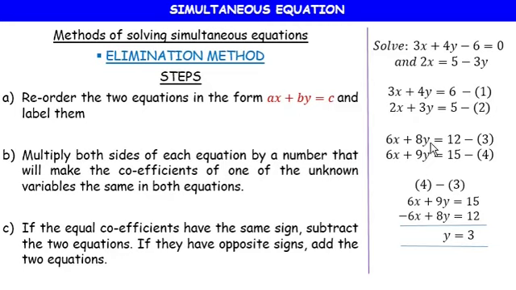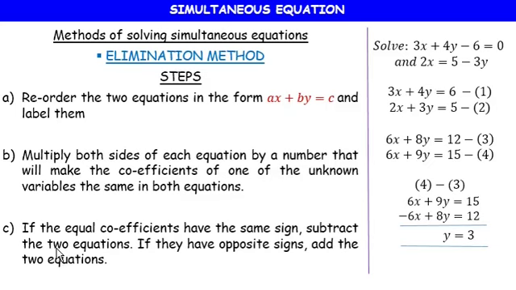By 3. So let's now label equation 1 multiplied by 2 as equation 3. So we have 6x plus 8y is equal to 12. This is the result of multiplying equation 1 by 2, and let's label it equation 3. And let's label equation 2 multiplied by 3 as equation 4. So this is the result of multiplying equation 2 by 3. So we had 6x plus 9y is equal to 15. That gives us equation 4.